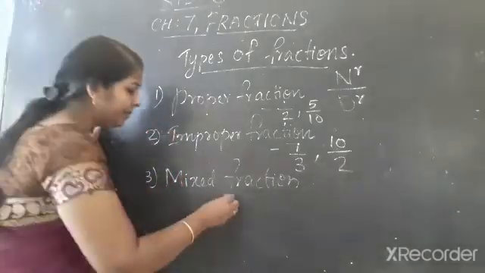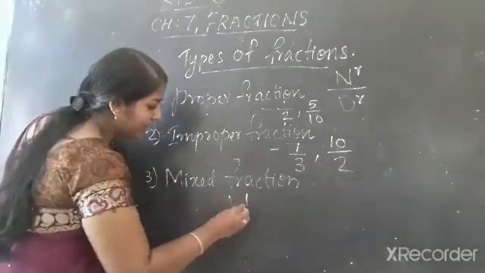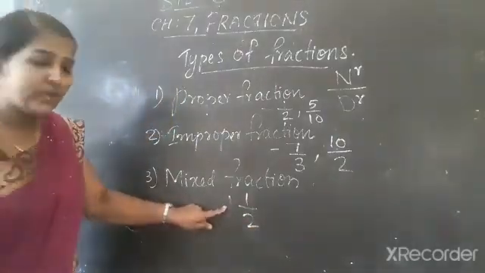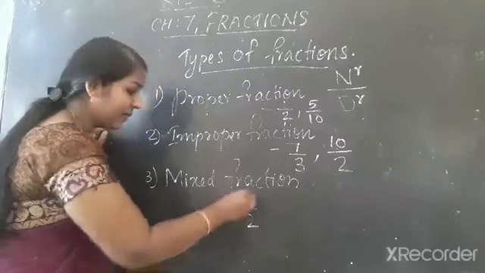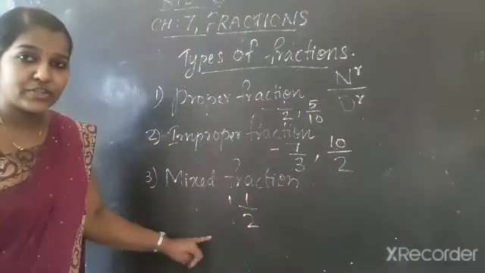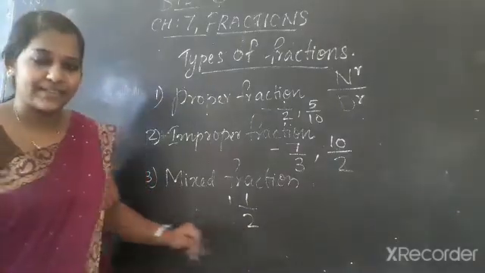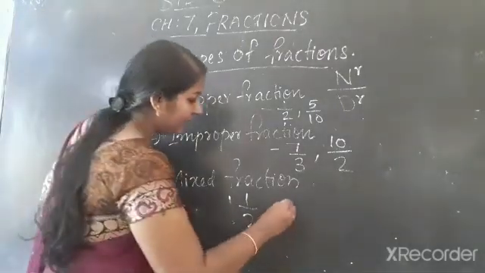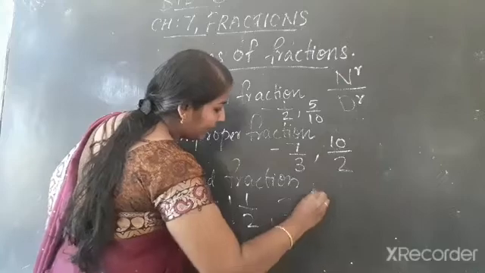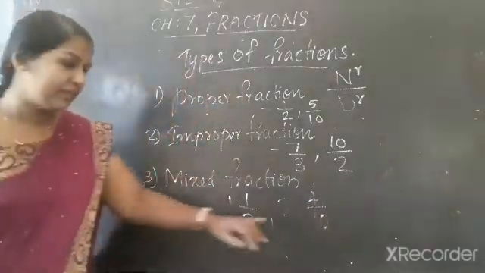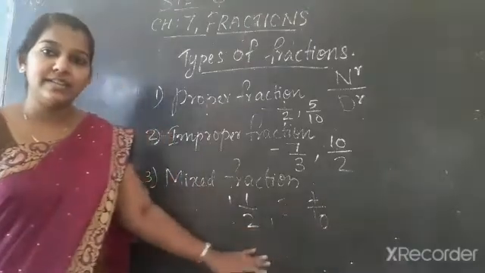For example, 1 and 1 by 2. Okay, here 1 is a whole number part and 1 by 2 is a proper fraction. So, this fraction is called a mixed fraction. Or another example, 4 by 10. Okay, this is another mixed fraction. Okay, children, is it clear?